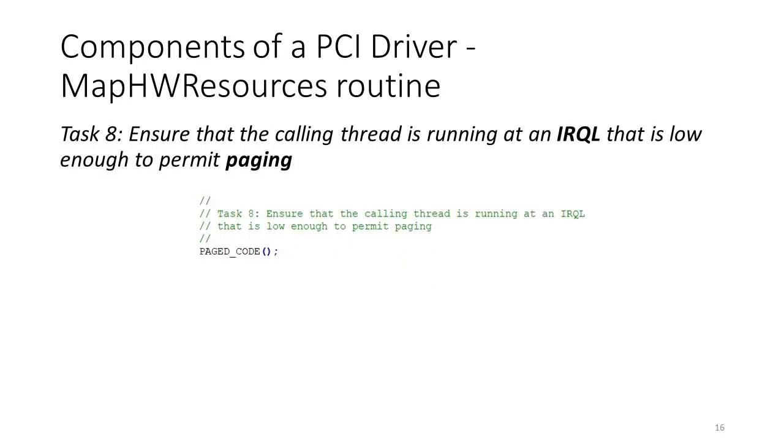Task number 8, ensure that the calling thread is running at an IRQL that is low enough to permit paging. We simply use the paged code macro.